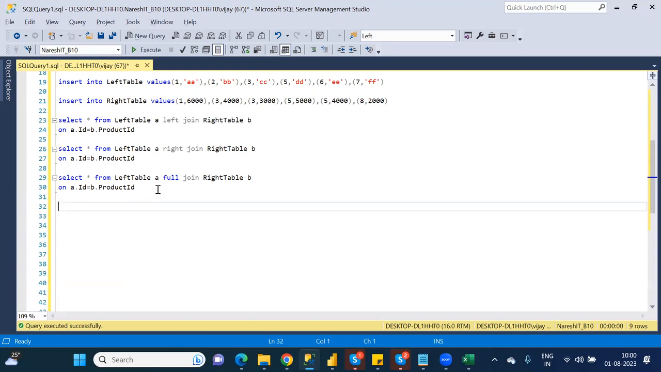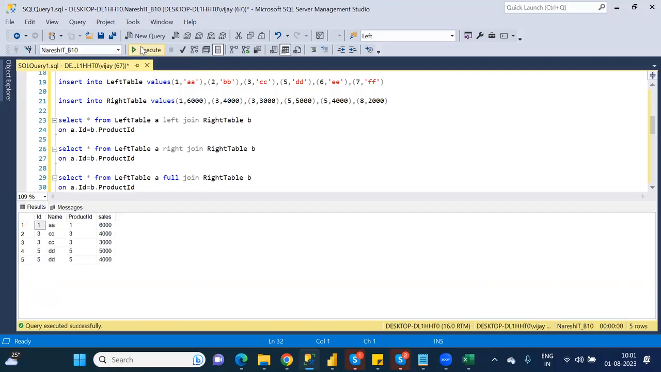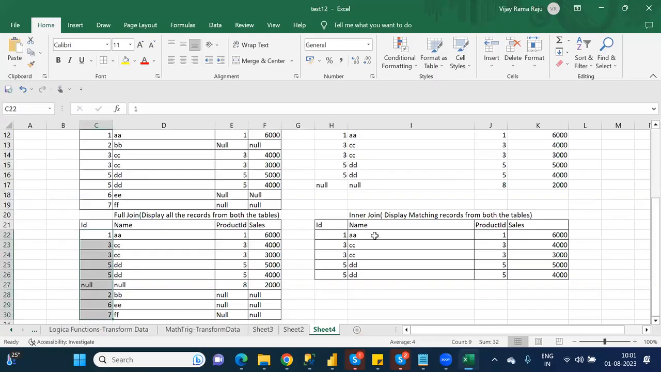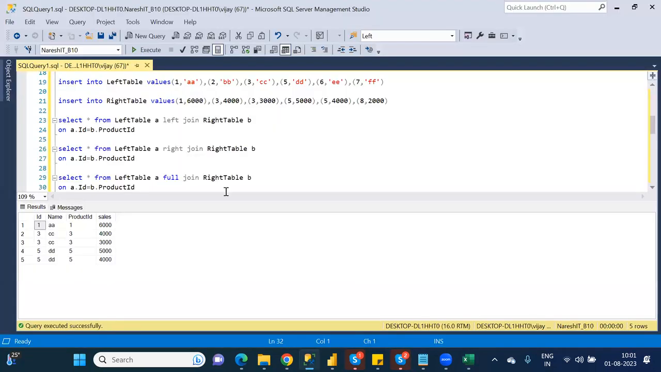Next one is inner join, which means only matching records. How many? 5 rows. 5 rows, see here in the Excel. Clear or not? The same records are displaying.